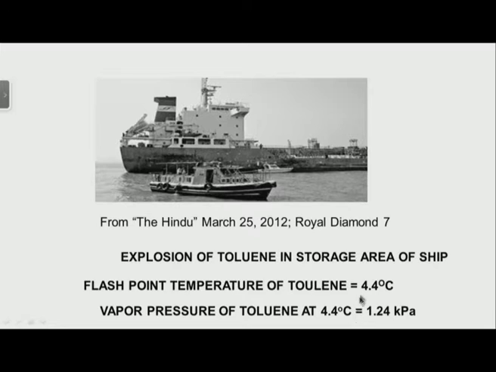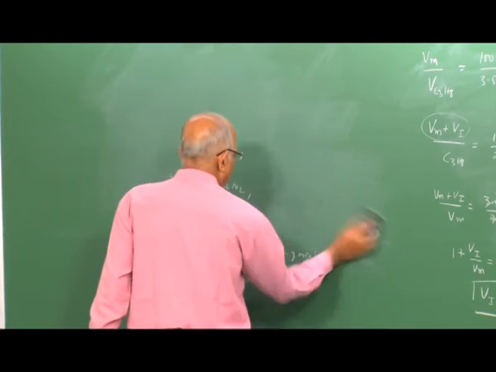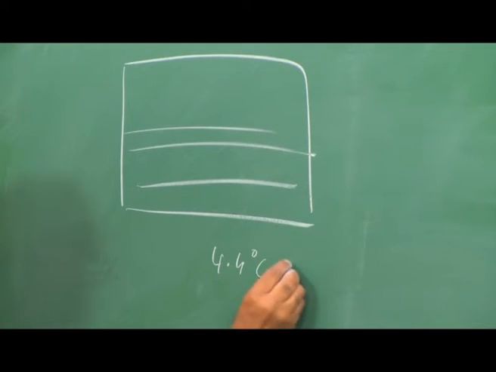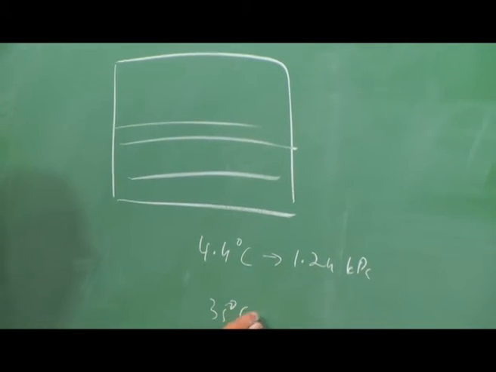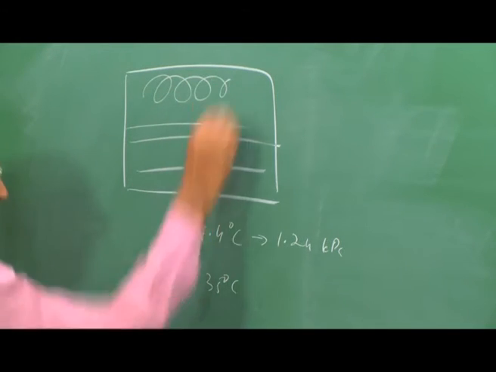Now, when the ambient temperature is something like 35 degrees centigrade, the vapor pressure is very much higher. Therefore, the amount of toluene which is generated is very much higher. Therefore, what is being formed? Let's take a look again. We want to find out how much mixture is being formed. Vapor pressure at 4.4, that is the flash point temperature, is 1.24 kPa. If the temperature is 35 degrees centigrade, I have a lot of toluene vapor getting generated. Therefore, I have a flammable mixture.